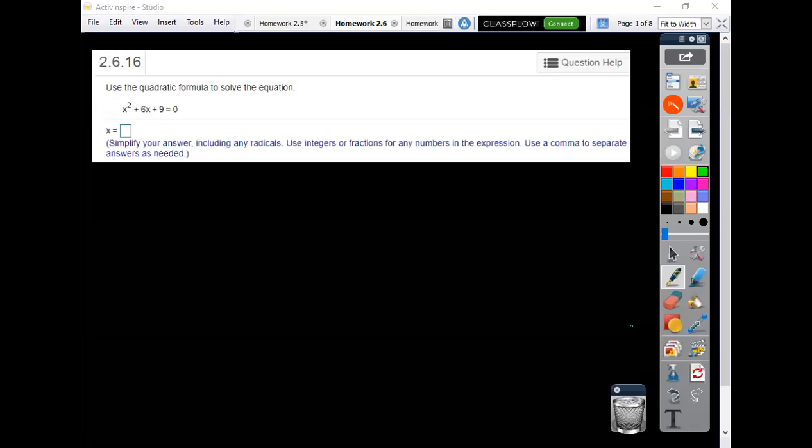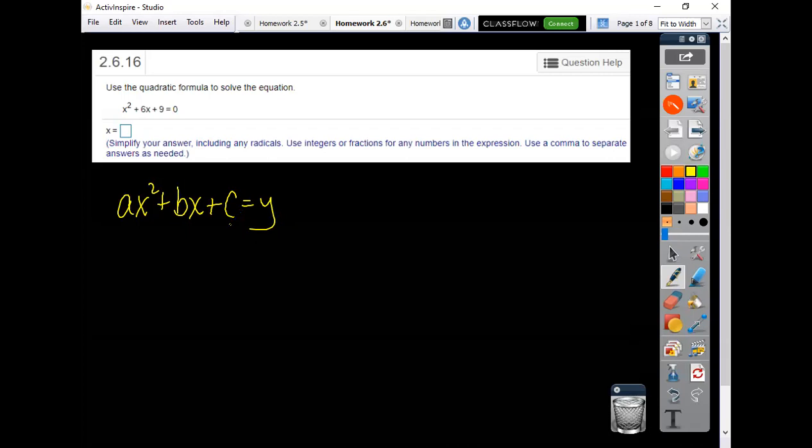Okay, Algebra 2, quadratic formula, Math Excel homework from 2.6.16. If I were doing a problem like this, just remember the quadratic formula. The coefficients are your a, b, and c. So ax squared plus bx plus c equals y would be your standard quadratic.